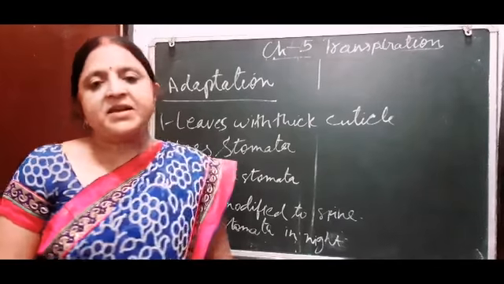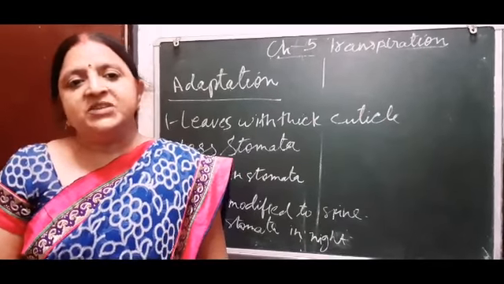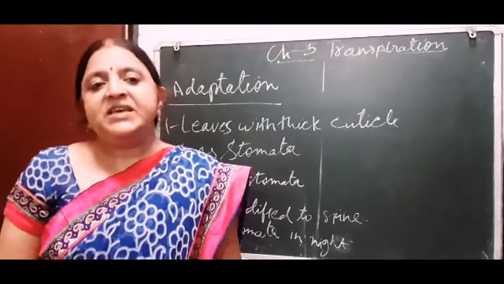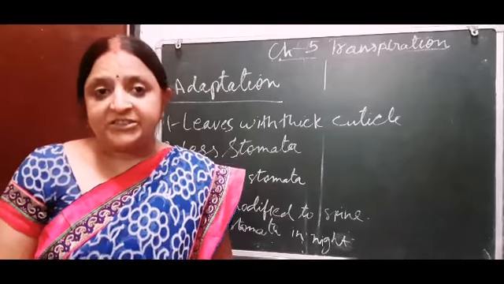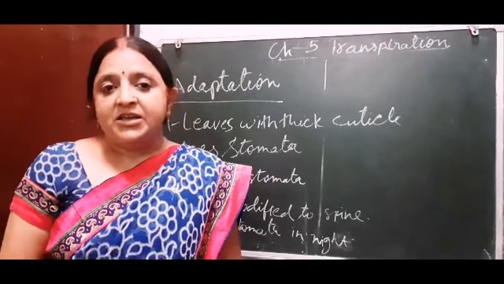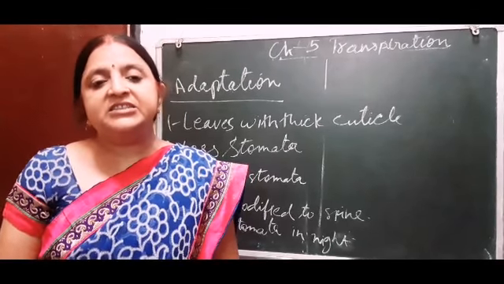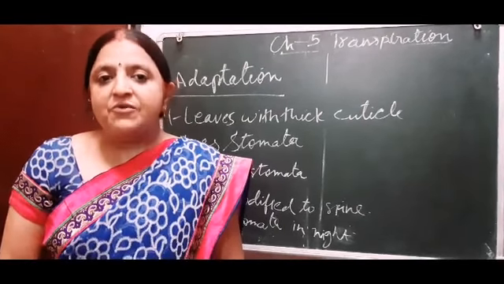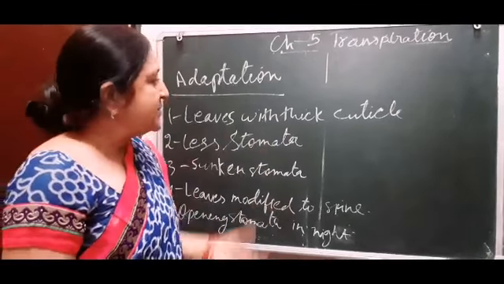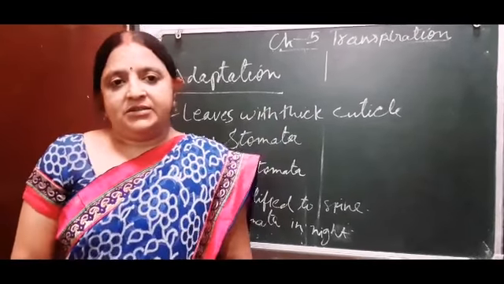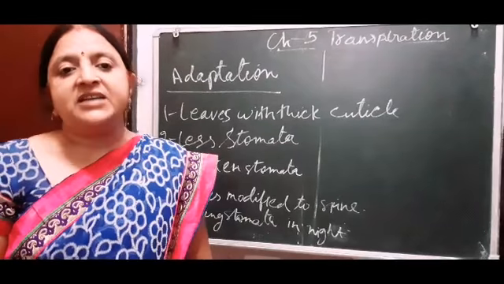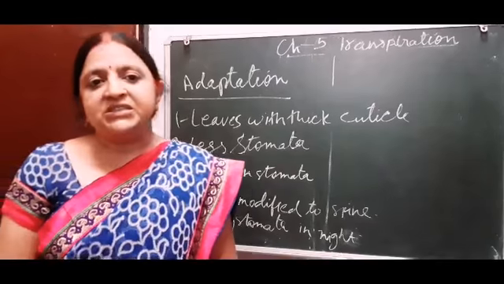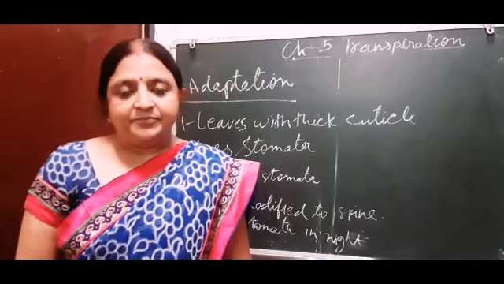Now, opening of stomata in the night. Plants of some families have the characteristic of opening their stomata only at night, and we all know that at night the temperature and light intensity are very low, so the rate of transpiration is also very low. These are some adaptations of plants growing in dry areas to reduce the rate of transpiration. Now there are two topics, guttation and bleeding.